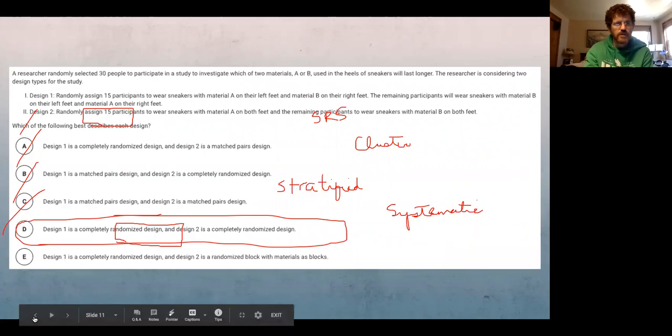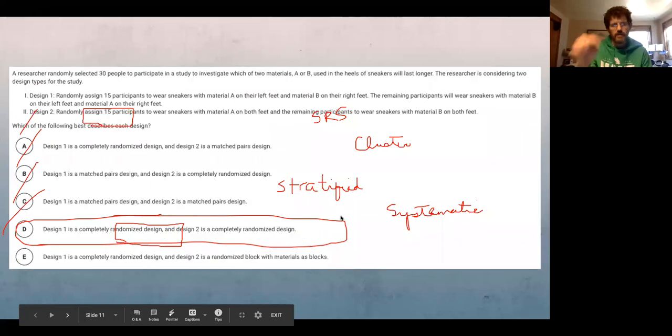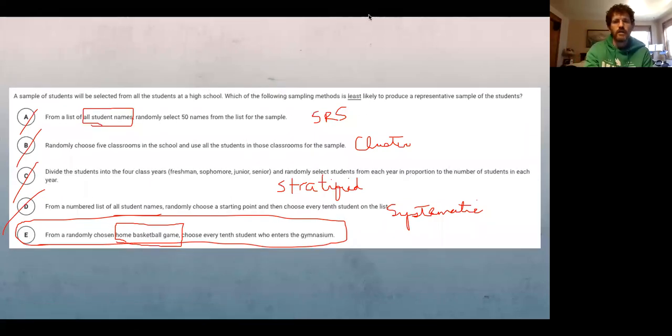Let me see, are we doing more? No, that's actually where we're stopping for the day. We'll start with this next problem. What the plan is, well, I'll go through that in just a minute.